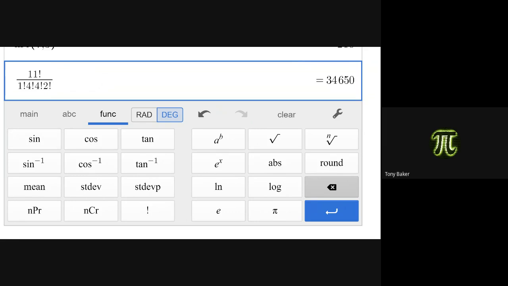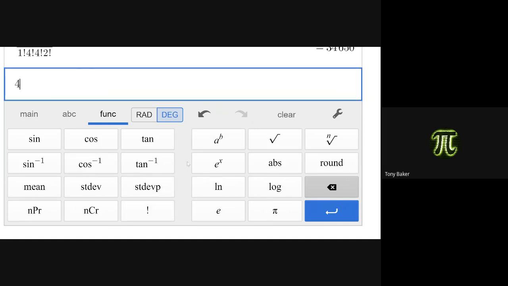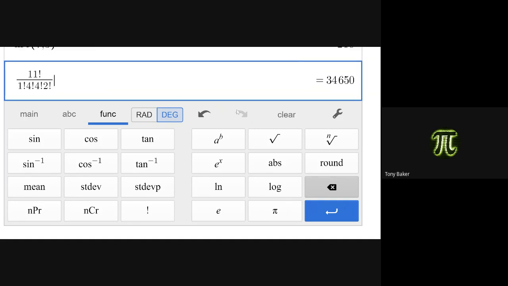Why do we need the exclamation? Because it actually is an operation. So for example, 4 factorial is 24, not 4. Because that means 4 times 3 times 2 times 1. So the factorial actually means something. That's an actual operation, just like addition, subtraction, multiplication, division, things like that. So that's why you have to put it, otherwise the calculation won't come out right.